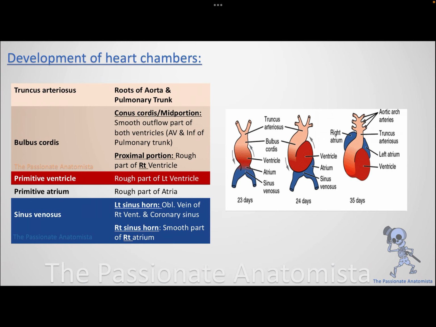Now let's recap, because recapping is very important in development and in anatomy. So let's get back to this. We have truncus arteriosus, bulbus cordis, ventricle, atrium, sinus venosus. I made you a table that will help you to know what leads to what. But let's say a recap. Let's consider that this is the heart, these are the atria, and these are the ventricles. I would like to start with the arterial end.